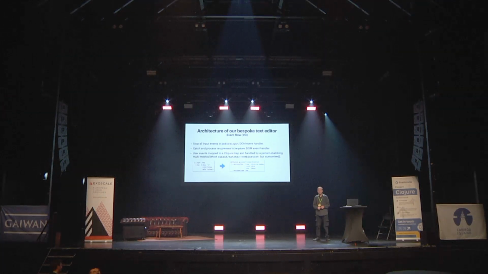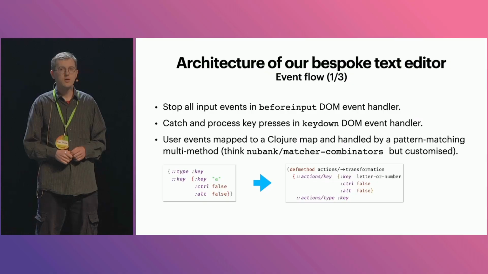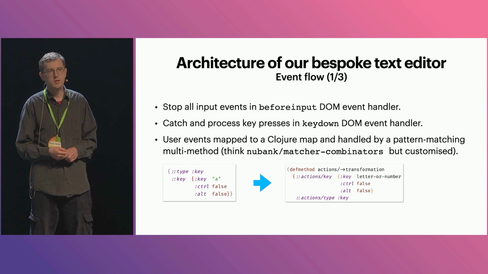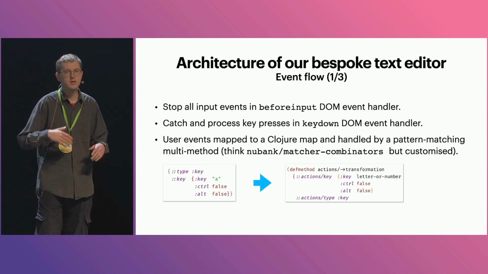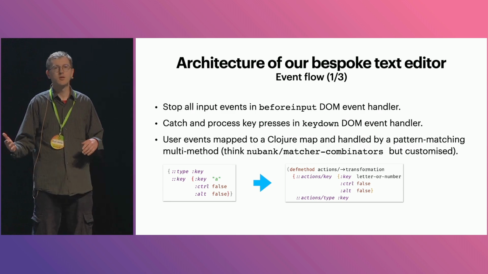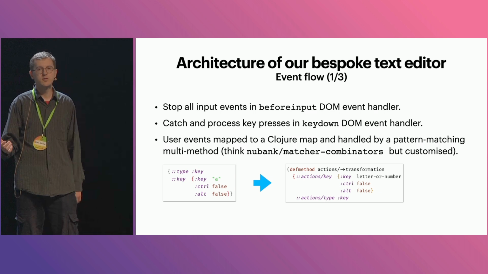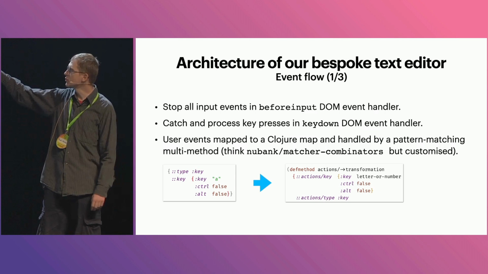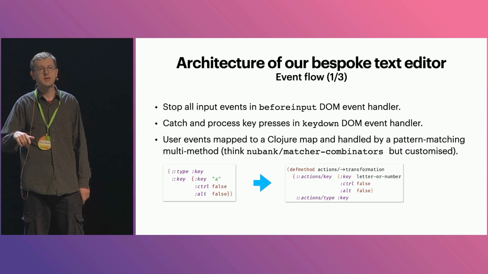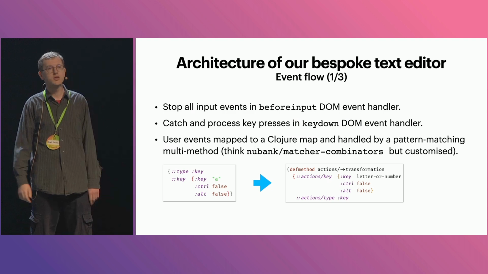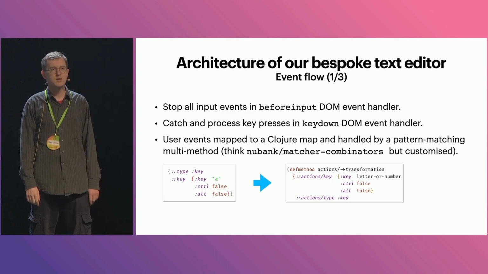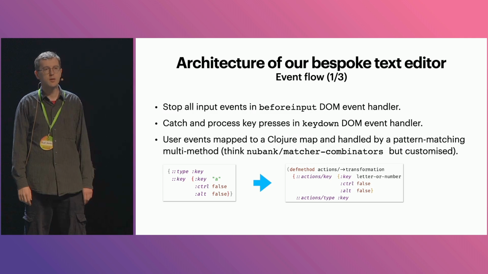To support annotation, we have to tame content editable, and to do that, we listen on beforeinput events to tell the browser to stop, to not do anything with that event. We still get events such as keydown. So we listen on those, and we convert those events into Clojure maps, as you can see on the screen on the left. And then we use that map as a dispatch value on a multimethod, which is there on the right. For pattern matching in that multimethod, we are using a customized version of Nubank's matcher-combinators library.